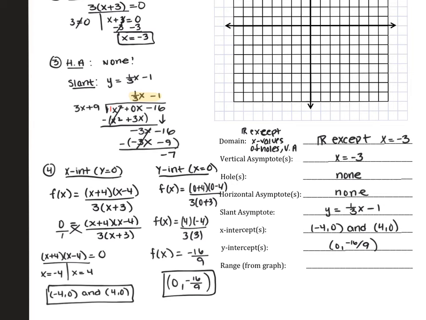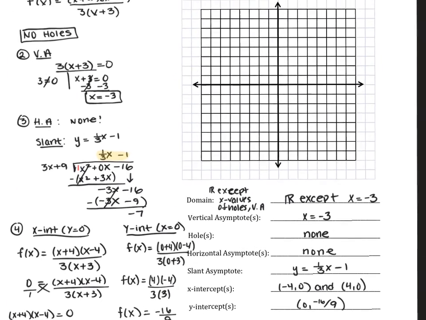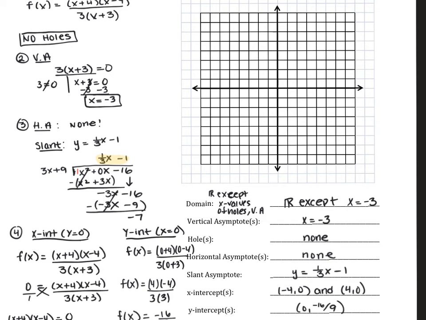And my y-intercept was 0, -16 over 9. So let's see if we can go ahead and plot this information and get our best estimate of a graph. So I'm going to plot the vertical asymptote and the slant asymptote first. So my vertical asymptote here is the line x equals -3. Okay, and my slant asymptote is the line y equals 1/3 x minus 1.